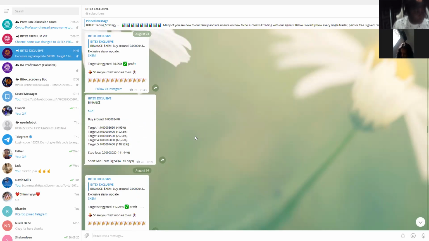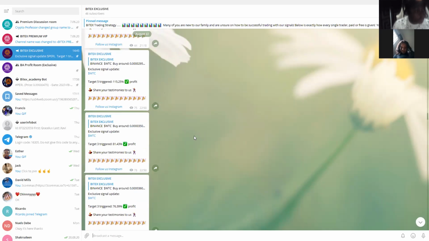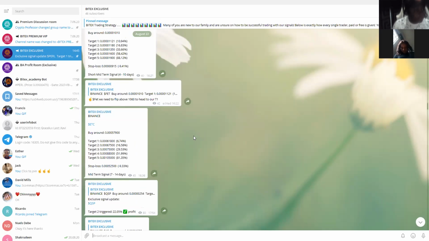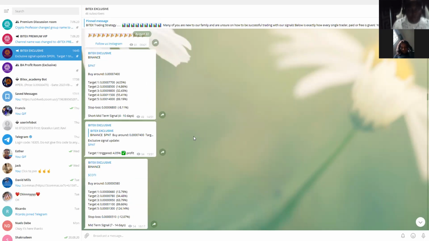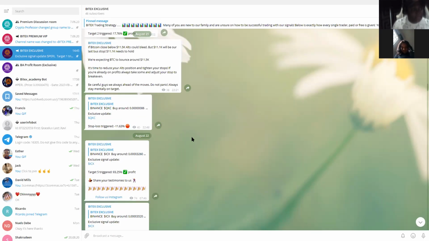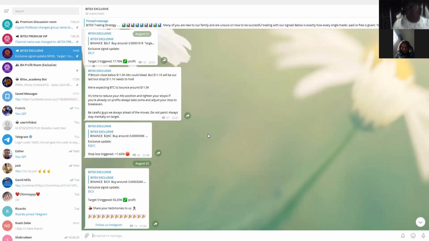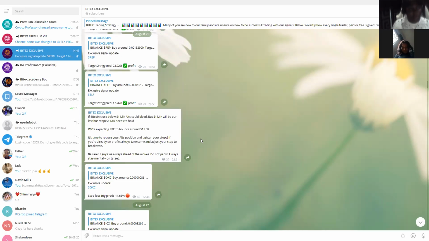Do you see how I'm scrolling? Imagine you're looking for a particular coin and trying to check the information. You would be scrolling, maybe for a coin that you bought 4 or 5 days ago, and before that we have already filled this group with a lot of information.